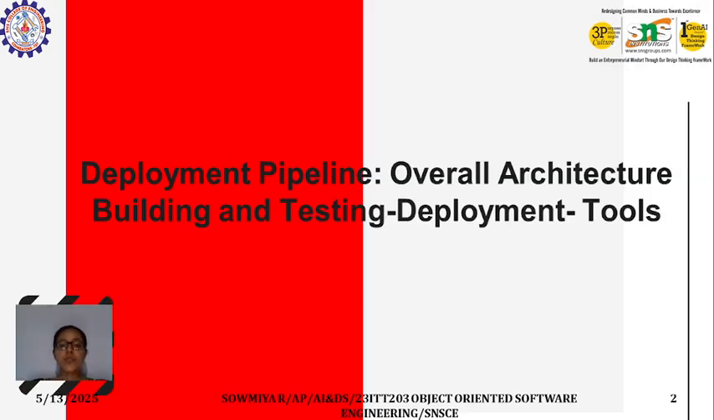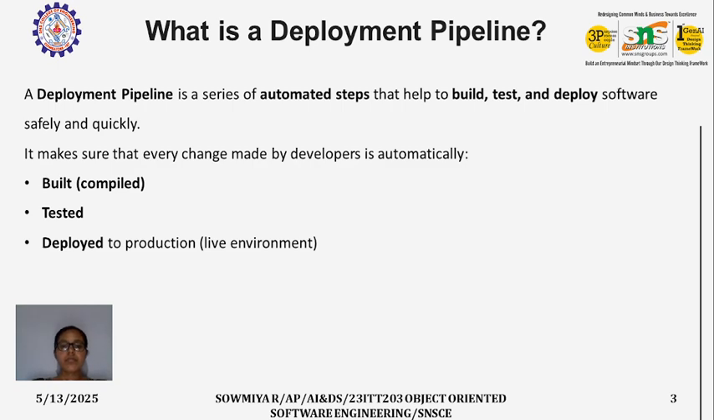In this video, we are going to see the deployment pipeline in software engineering. Let's start with the scenario. Imagine you are building a weather application with your friends. You write some code, someone else tests it, another friend deploys it to a server. What if something breaks during this process? That's why companies use something called a deployment pipeline to automate this whole process and avoid the errors.